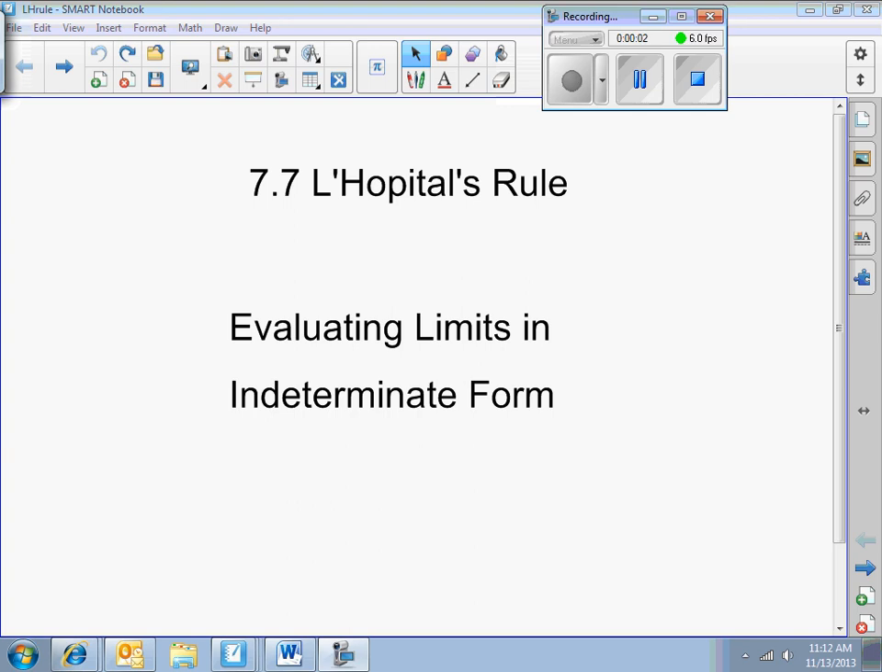Right, today we're going to do 7-7, L'Hopital's rule. Hopefully this is review for you guys. I know you did it in calculus last year. L'Hopital's rule can be used to evaluate limits that are in indeterminate form.